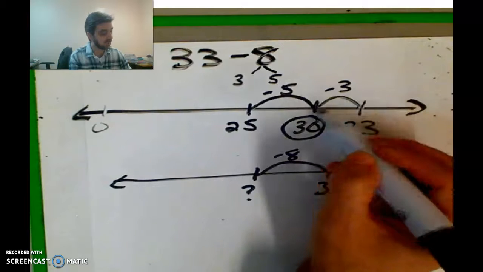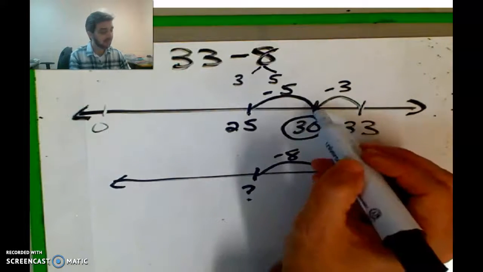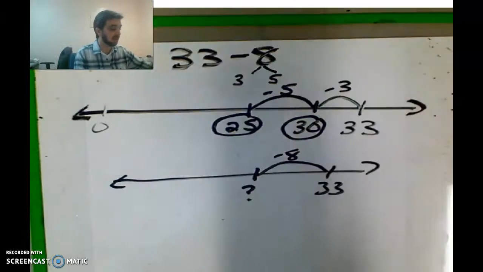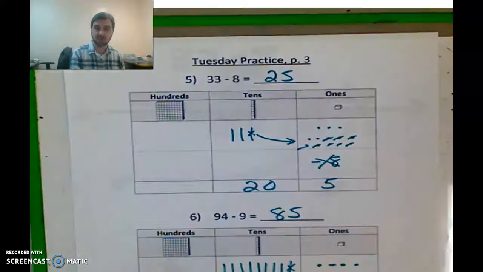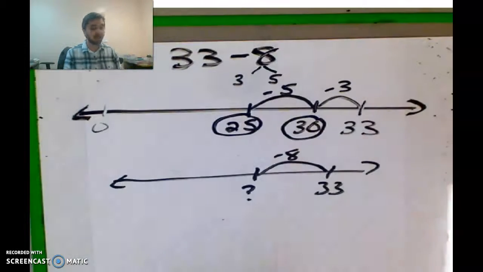So I'm going to jump to 30. 33 to 30 is subtract 3. And then I have to subtract 5 more, and that gets me to 25. And that, boys and girls, is what we got as an answer when we did it with our base 10 drawings. So this is just another way to think about how you might subtract. Okay? All right. So let's continue.